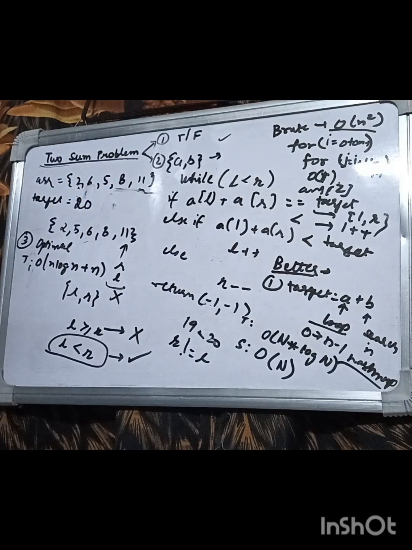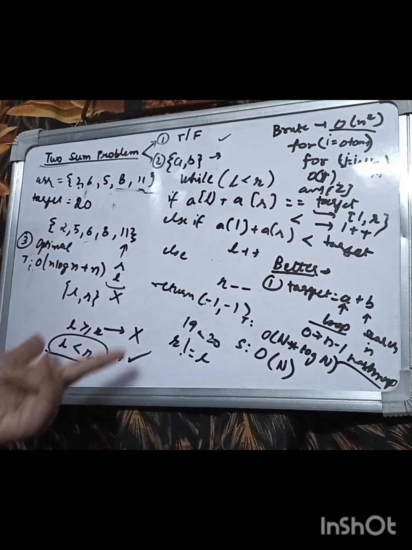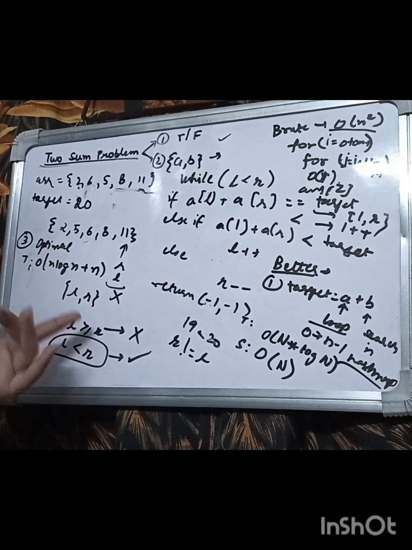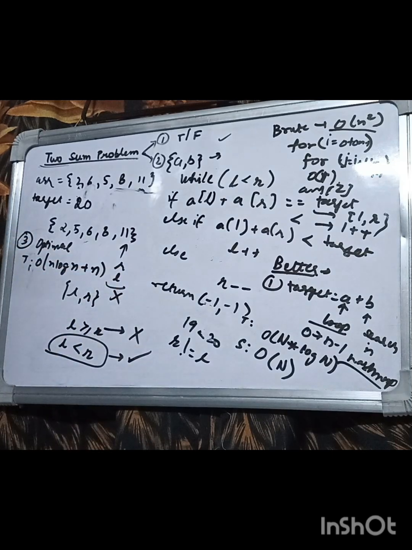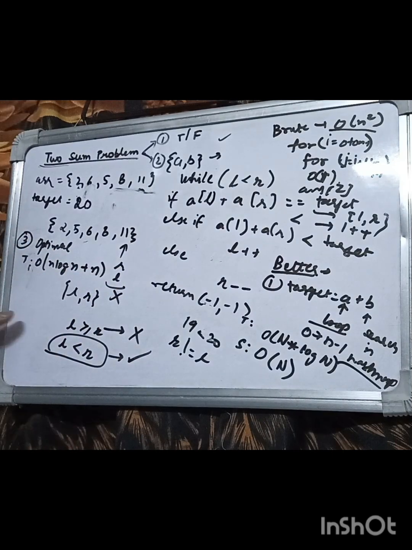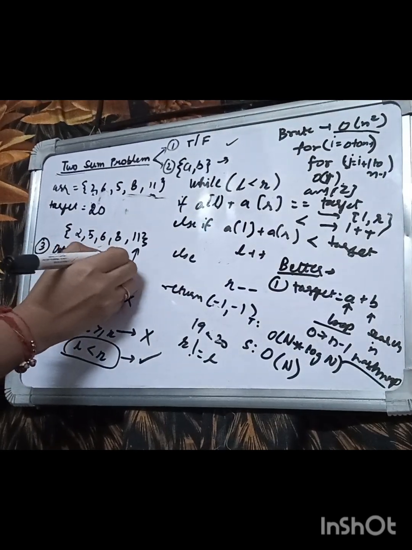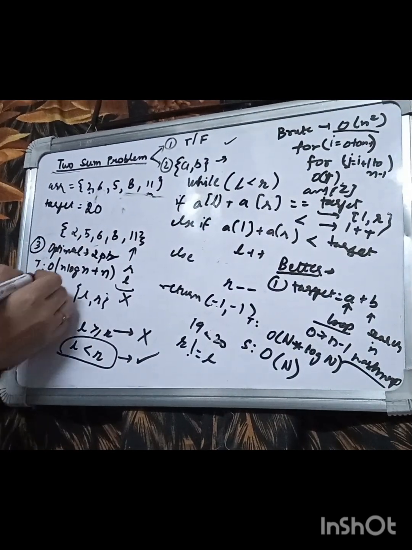But if the sum is less than the target, you have to increase that sum so that it becomes equal to the target. So you will do L plus plus, because the values are sorted in ascending order. But what if the sum is greater than the target? I have to decrement the sum so that it can be equal to the target. That would be by decrementing the right pointer. So this is the 2-pointer approach for optimal. And for space complexity, it is O of 1.